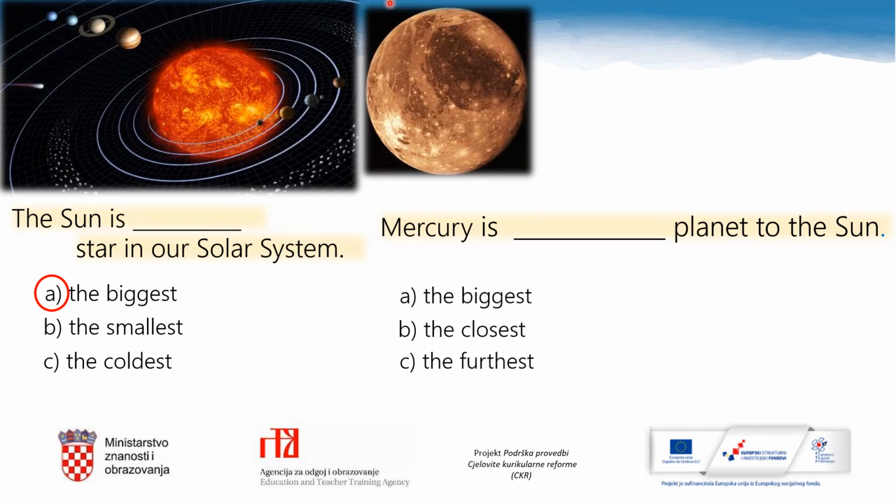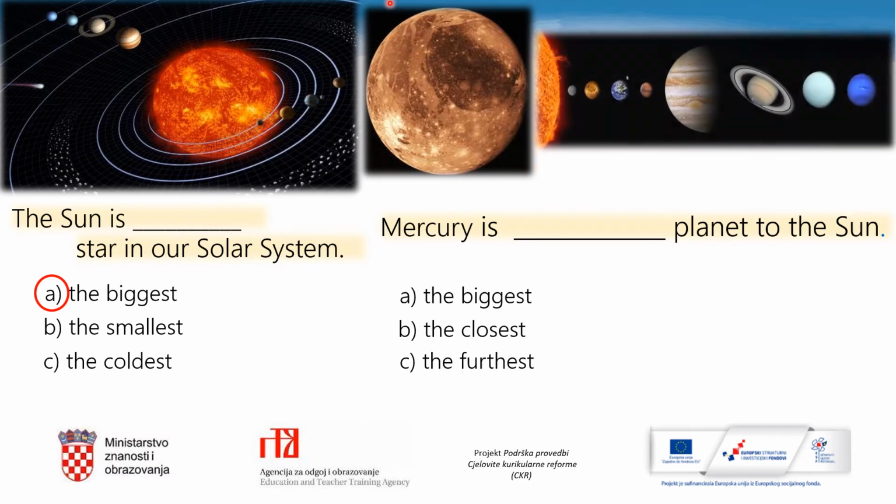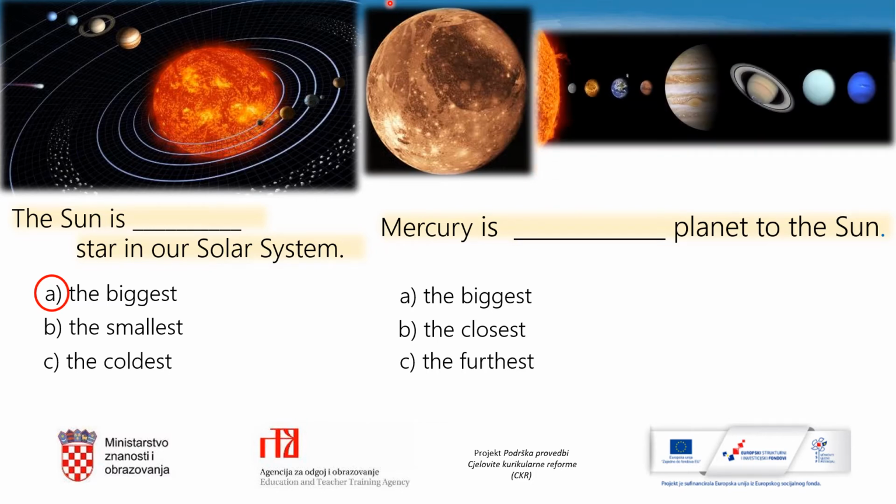Is it the biggest, the closest, or the furthest planet to the sun? Maybe this picture can help. Here is Mercury. That's correct. It's the closest planet to the sun.